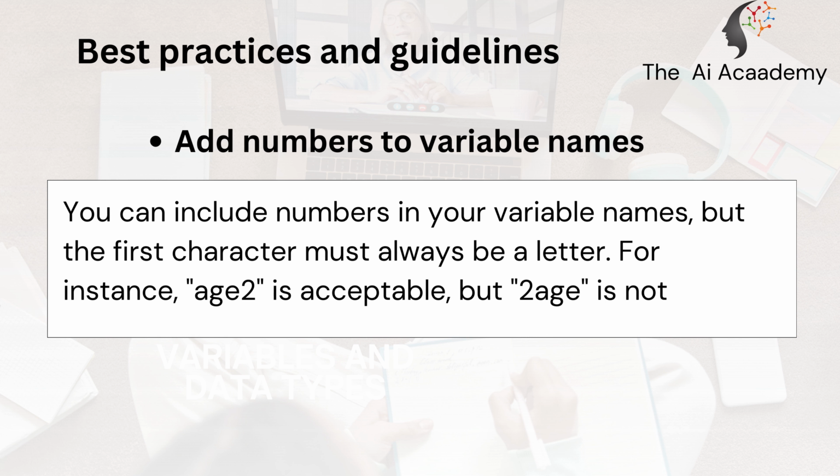Fifth, add numbers to variable names. You can include numbers in your variable names, but the first character must always be a letter. For instance, age2 is acceptable, but 2age is not.